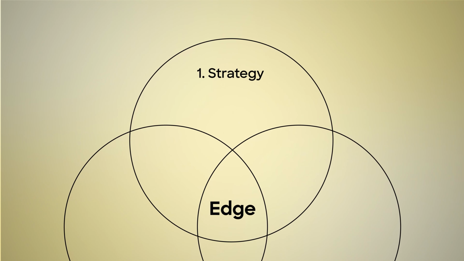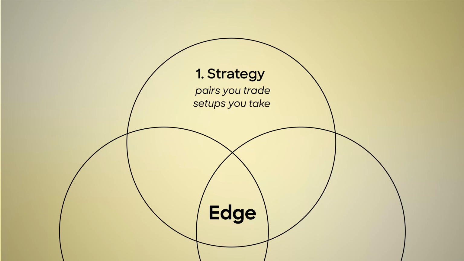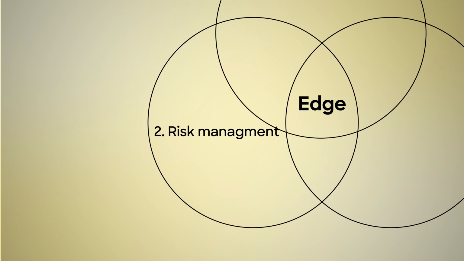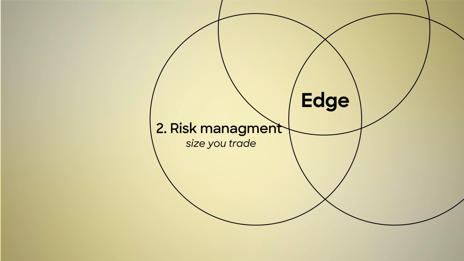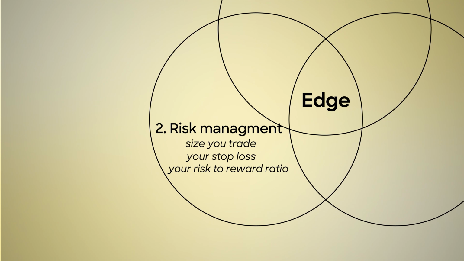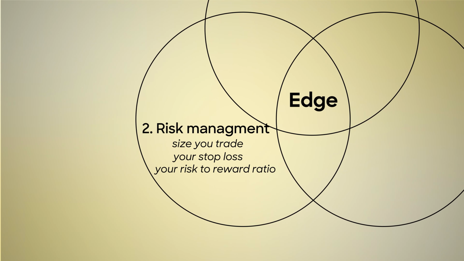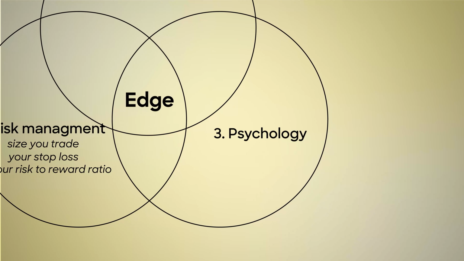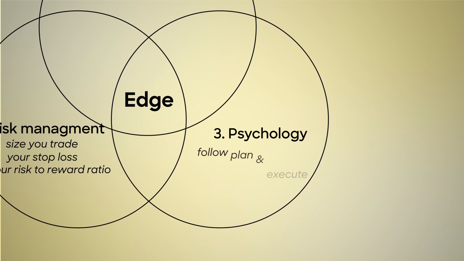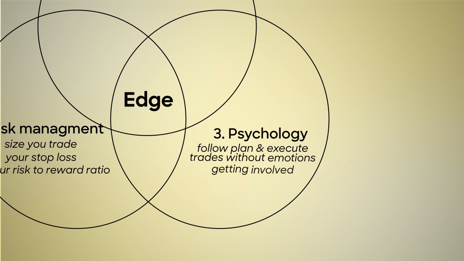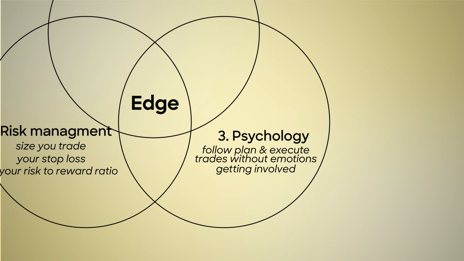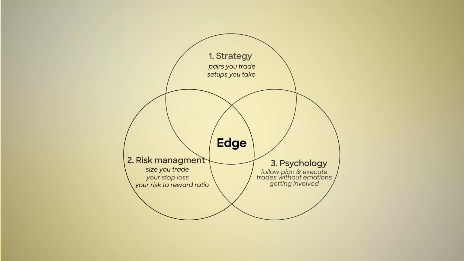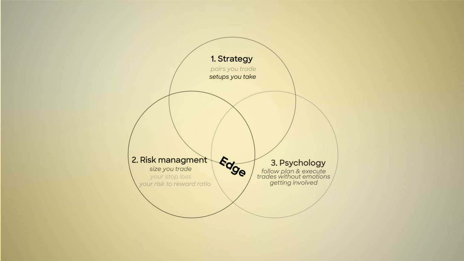So what's your edge made out of? Number 1, strategy. What pairs do you trade? What setups do you take? Number 2, risk management. How do you size your trades? Where do you put your stop loss? What's your targeted risk to reward per trade? And number 3, psychology. Can you follow your plan and execute your trades without your emotions getting in the way and ruining things for you? If even one of these 3 things is weak, your edge will likely crumble.